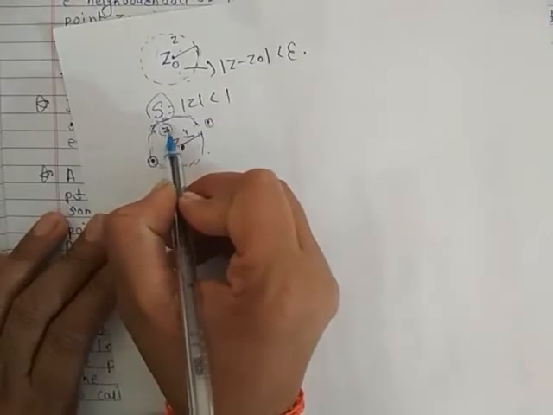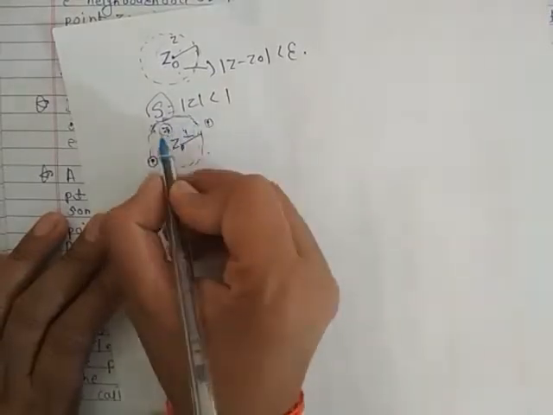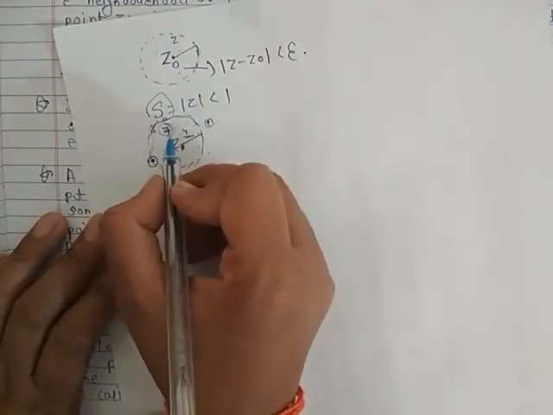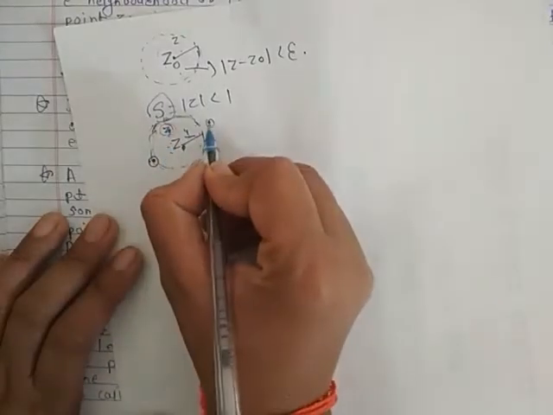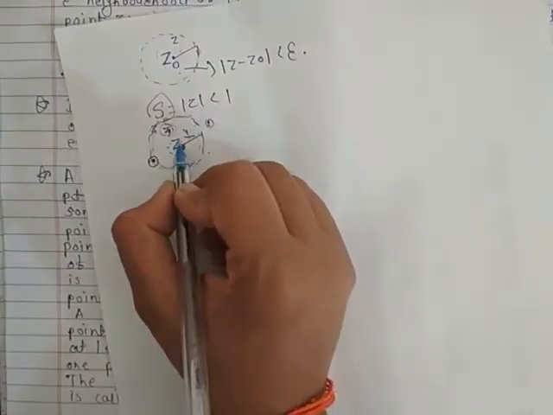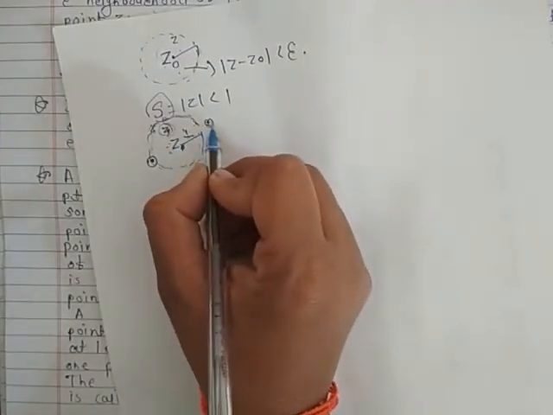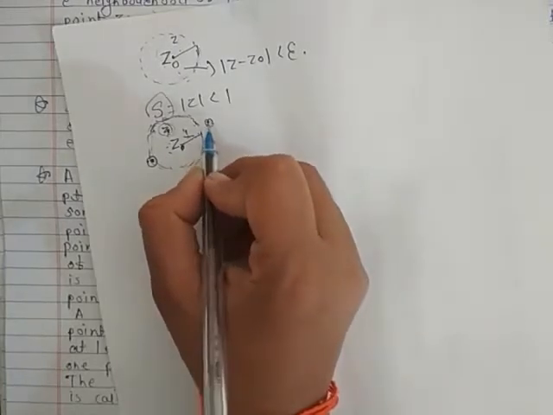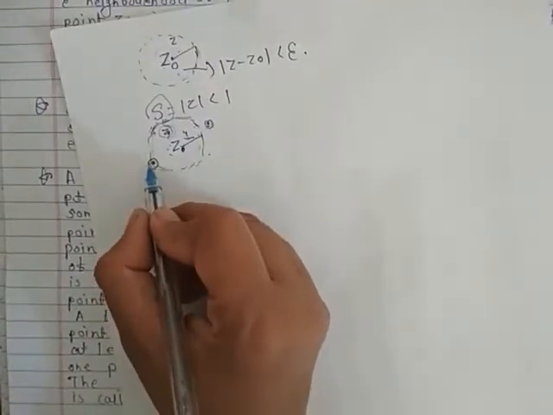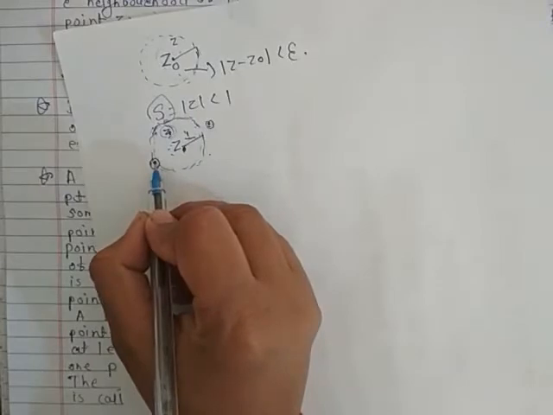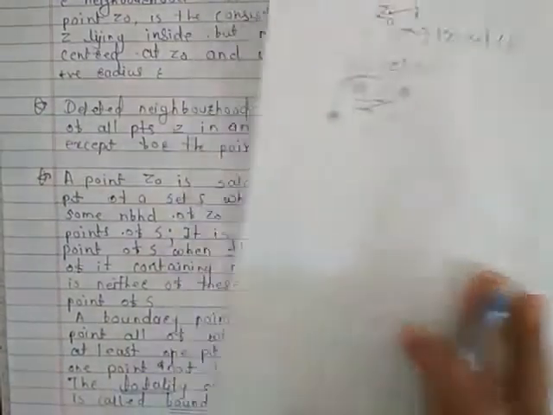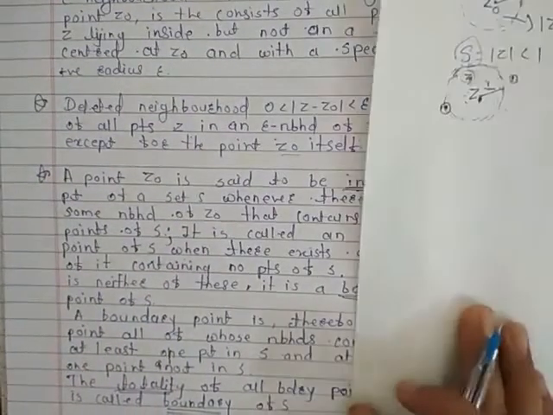See here, this z0 is an interior point of this set because some neighborhood of this point contains only points of S. This point is not an interior point for this set because the neighborhood of this point does not contain any point of S. And boundary point means what? The neighborhood of that point contains at least one point of S and at least one point not in S.